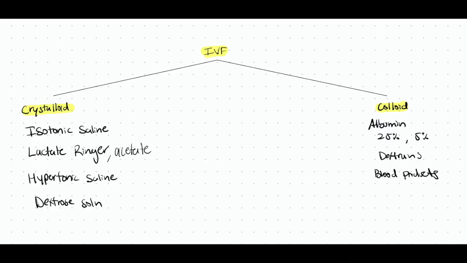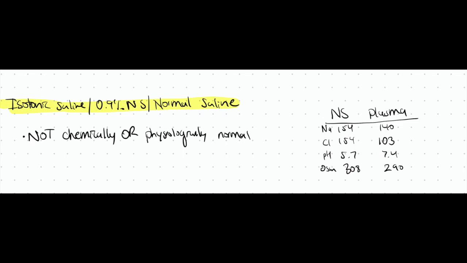Okay, so crystalloids, we have isotonic saline, lactated Ringer's, lactate acetate, hypertonic saline, and dextrose solutions. For colloids, we have albumin, 25%, 5%, dextrans, and blood products. So the main electrolyte in ECF is sodium, and the main electrolyte in most crystalloids is sodium. Let's start with isotonic saline, aka normal saline, NS, 0.9%.